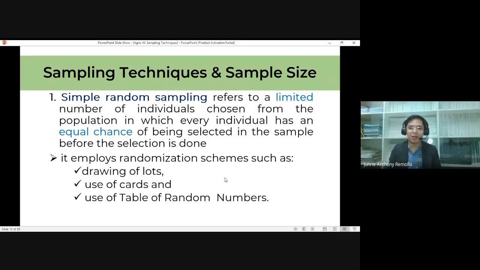And the use of random numbers. I believe that I sent a video about generating random numbers. So, you could also use your calculator para mag-generate ng random numbers. So, yan yung idea ng simple random sampling. Simple lang. You can actually do it, no? Without any technology that you need to use. Kasi, when you do draw lots, madali lang yun. Okay?